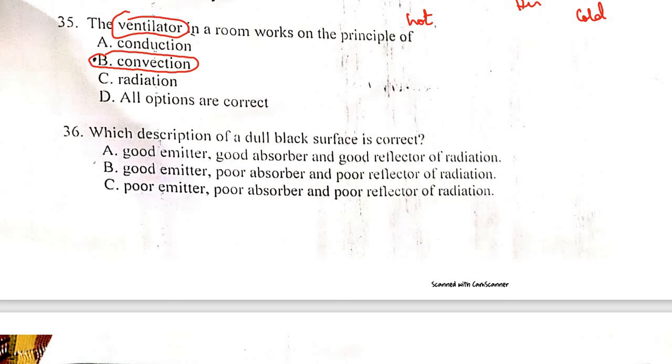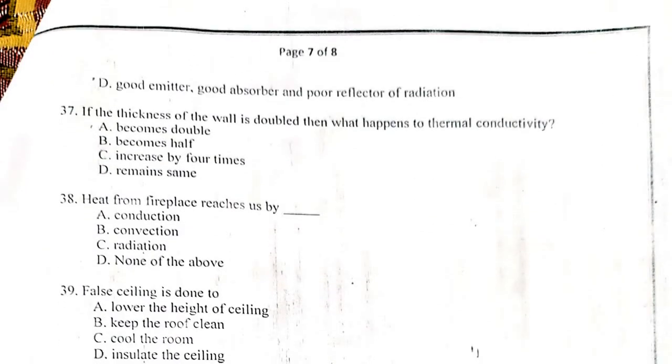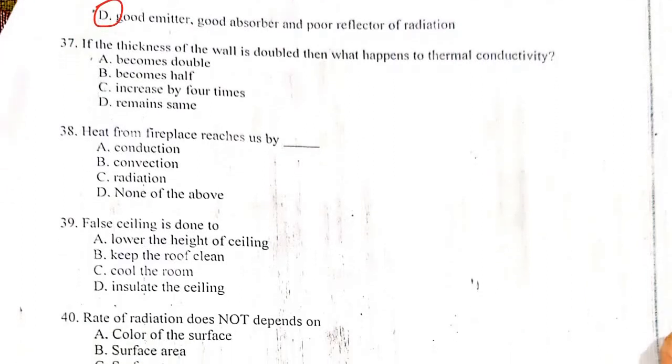Which description of a dull black surface is correct? A dull black surface is a good emitter, a good absorber, and a bad reflector. So this is the incorrect answer. Good emitter and poor absorber is incorrect, and poor emitter is also incorrect. So, let's see option D. Option D is a good emitter, good absorber, and poor reflector of heat. So option D about the dull black surface is the right answer.